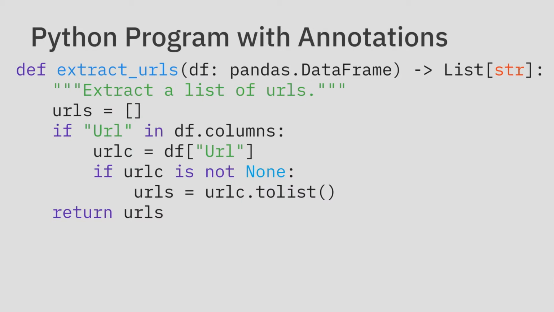This is a version of the extract URLs function that uses type annotations. You will notice that the main difference between this function and the previous version is that its signature is different.